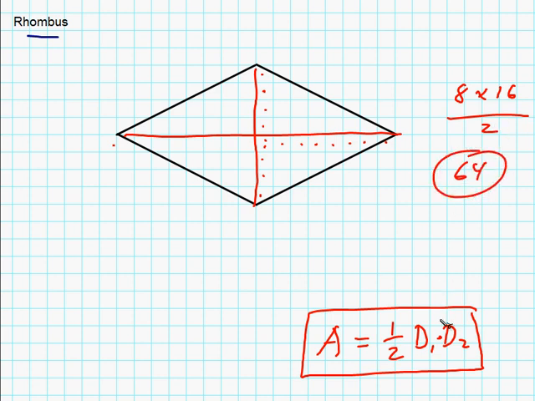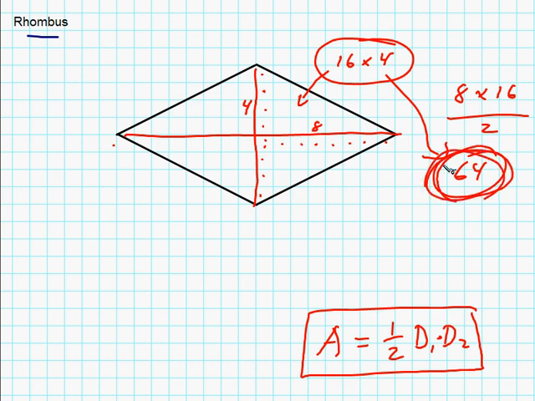But what if you don't remember the formula? No big deal. Let's just go for it. What's half of this diagonal? This is going to be 8. This is going to be 4. What's the area of one of these triangles? It's 1/2 the base times the height. 4 times 8 is 32. So this one is 16. What's the area of the rhombus? Multiply by 4, and that's going to give you 64. You get the same area by just working it out.